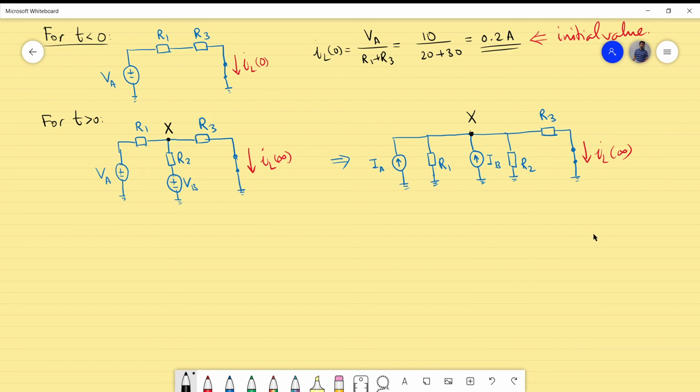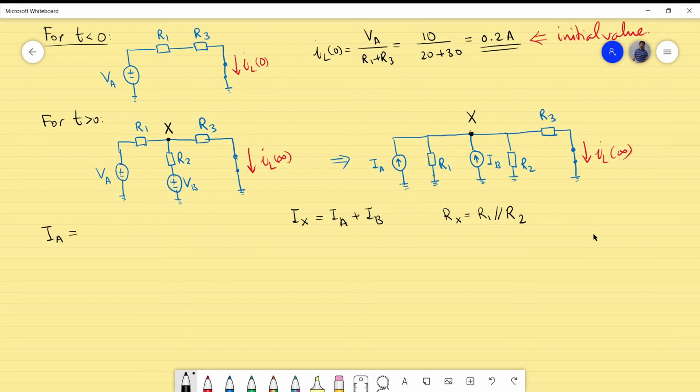I will denote the effective current as Ix is equal to Ia plus Ib, and the equivalent resistance I will denote as Rx is equal to R1 parallel to R2. But what is Ia and what is Ib? We haven't calculated that yet.